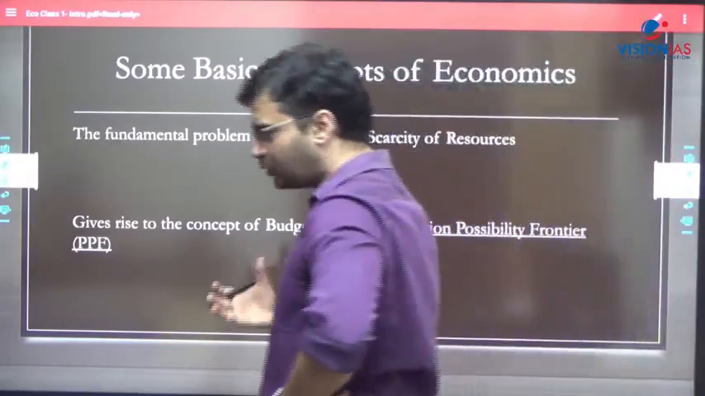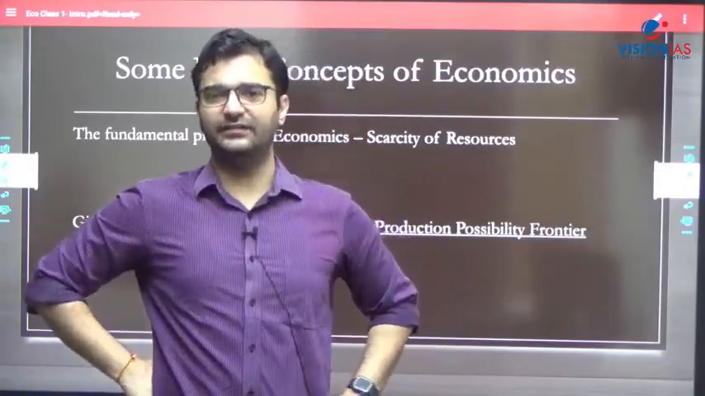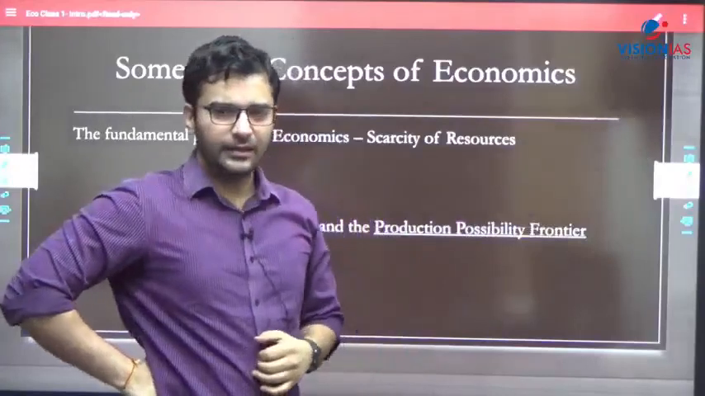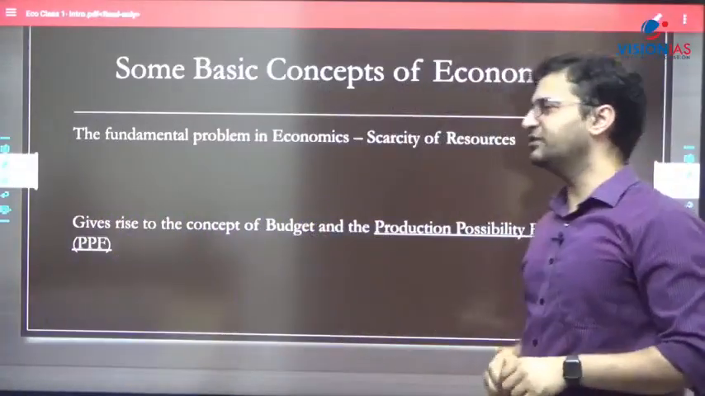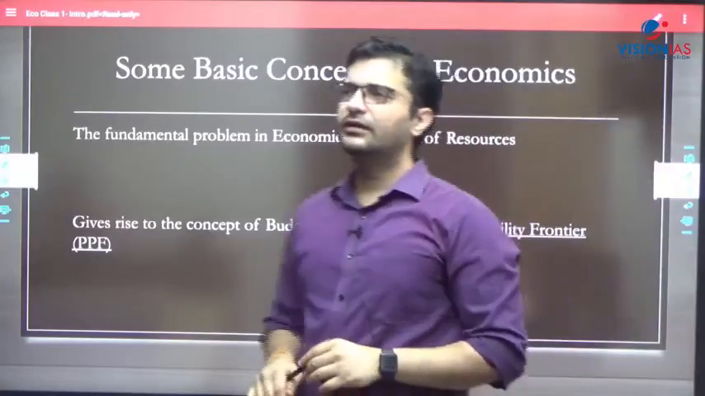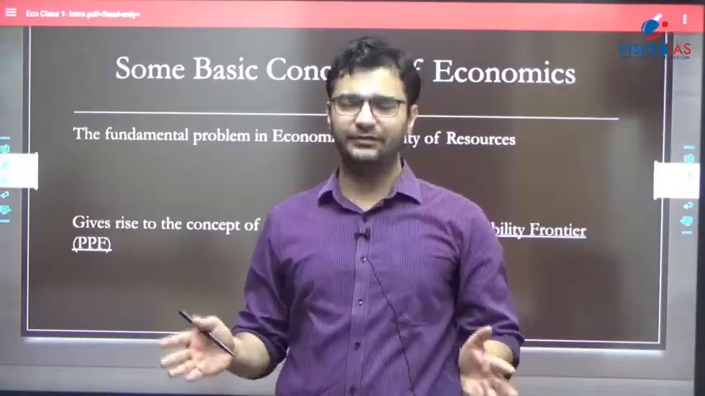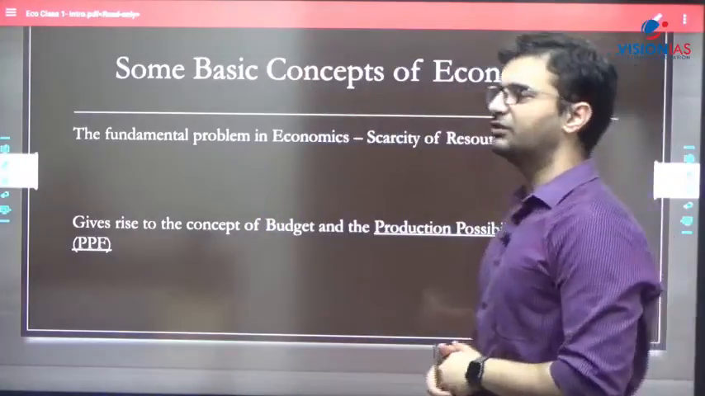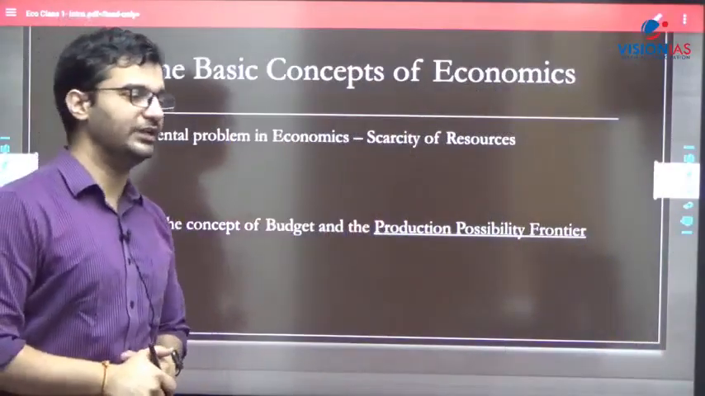This fundamental problem of economics is why economics is sometimes called a dismal science. Economics tells that, okay, this is limited, you can do only this. This problem of choice, this problem of scarcity of resources, can be analyzed better through a concept called the production possibility frontier or production possibility curve. I'll explain what this concept is.